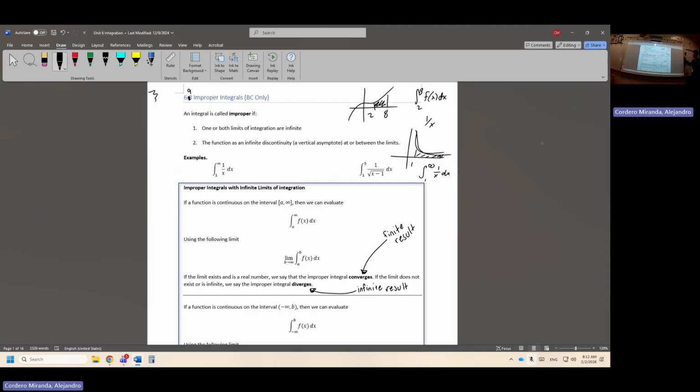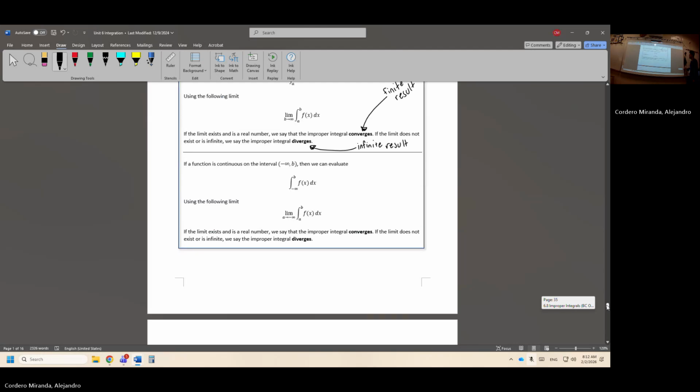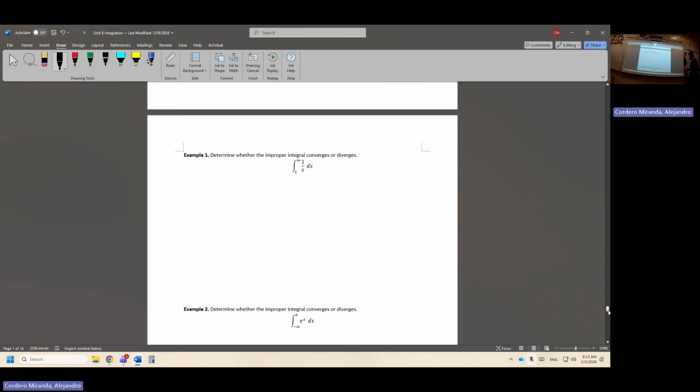But let's get into, well, let me make sure I don't want to say anything else. One or more than, okay. Left limits, right limits. Yeah, okay. I think that's all I want to say.